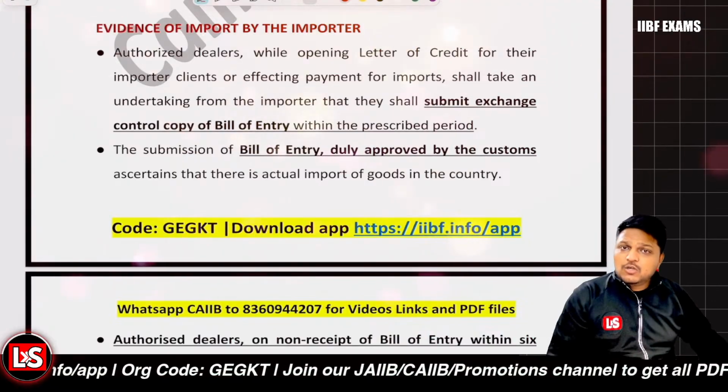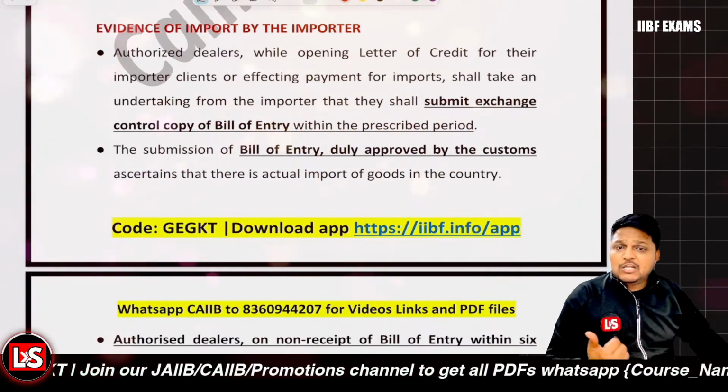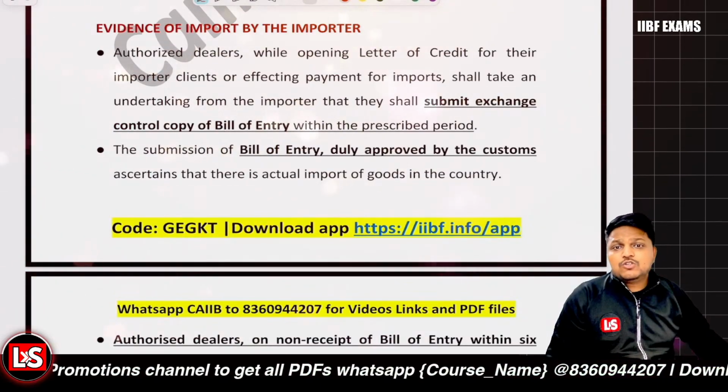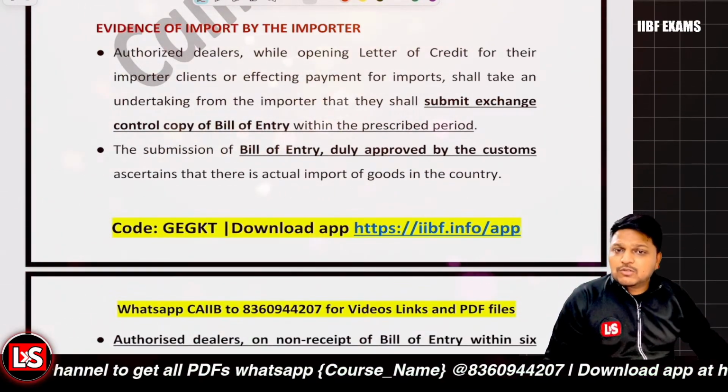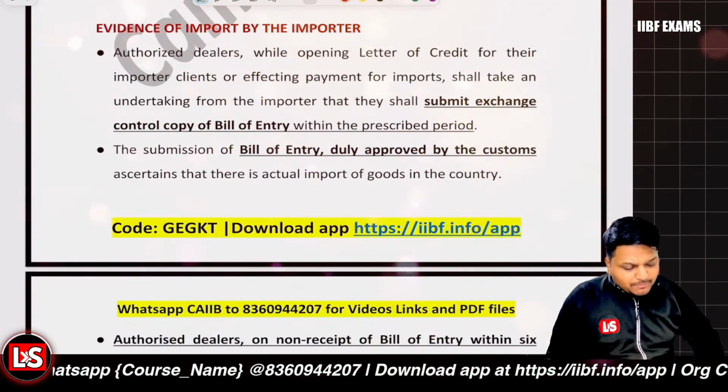We want to ensure that whatever import has been made and the remittance has been made for that particular case is genuine, so as to prevent money laundering, and also to ensure compliance with the trade and foreign exchange regulations. That's very much required. So it's a duty of the importer.